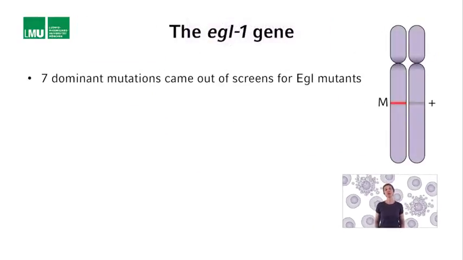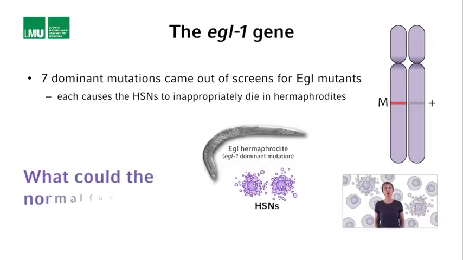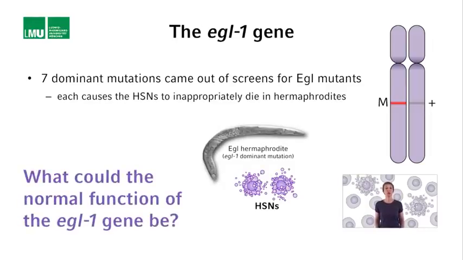Dominant mutations in the AGO1 gene were identified in screens for egg-laying defective mutants. A total of 7 such dominant mutations came out of these screens. All these mutations cause the HSN neurons, which in hermaphrodites are required for egg-laying, to inappropriately undergo programmed cell death. What could be the normal function of the AGO1 gene?